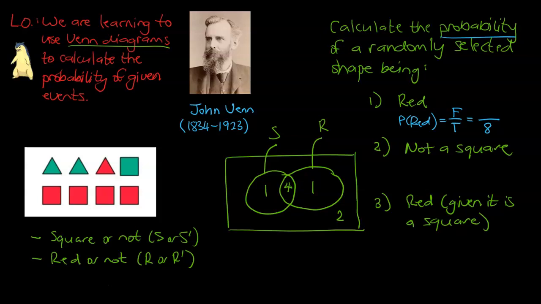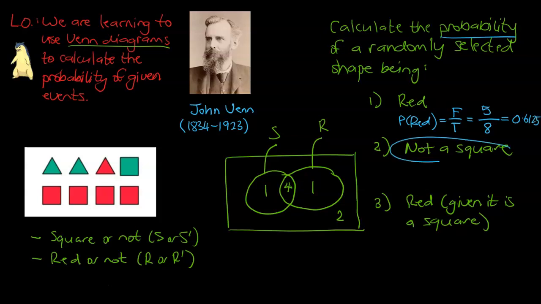How many of them are red? The red one relates to this one guy over here, plus the 4 in the middle. And you can see all of those sit within that red circle. So that means the probability of something being red is 5 over 8. And if you converted that to a decimal, that would be 0.6125.